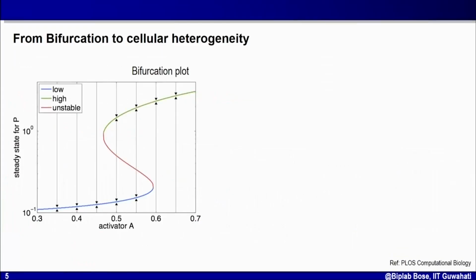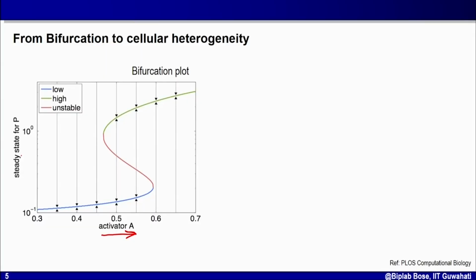So I can compile all this data and draw something which we call a bifurcation plot. And that's what I have done here. If you remember, in the bifurcation plot, usually we put the parameter which is causing bifurcation in the horizontal axis and the steady state value of the dependent variable in the vertical axis. So we have the steady state value of P in the vertical axis here and the activator A, or the signal A, in the horizontal axis.